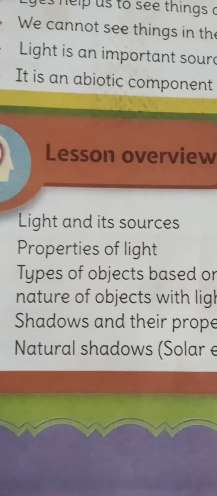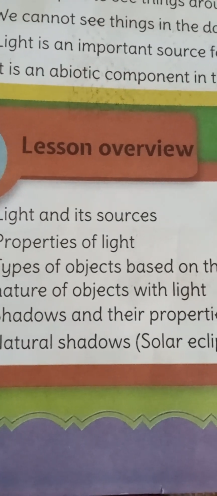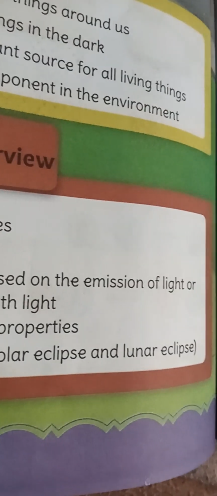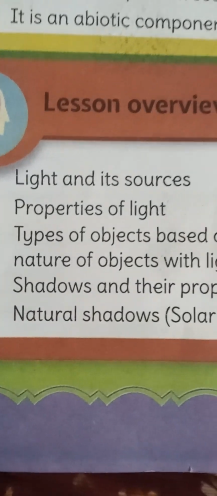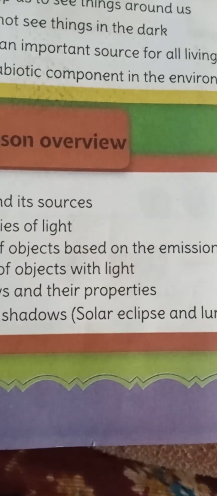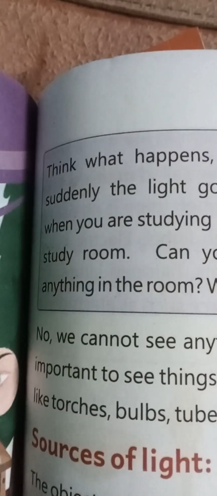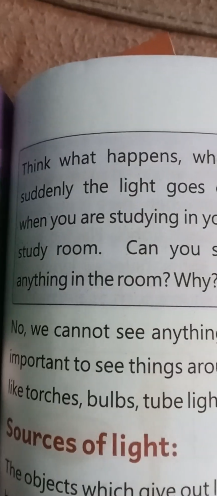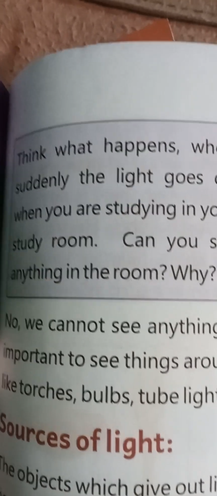Lesson overview: light and its sources, properties of light, types of objects based on the emission of light, nature of objects with light, shadows and their properties, natural shadows, solar eclipse and lunar eclipse. Think what happens when suddenly the light goes off when you are studying in your study room.